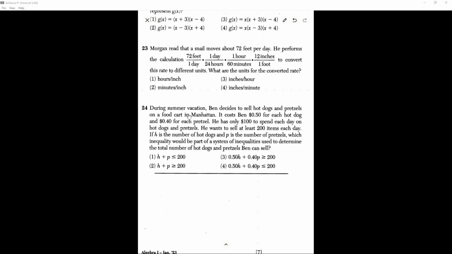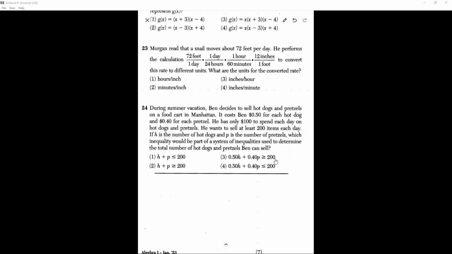All right, so we got a word problem here. It says, during the summer vacation, Ben decides to sell hot dogs and pretzels on a food cart in Manhattan. It costs Ben 50 cents for each hot dog and 40 cents for each pretzel. He has only $100 to spend each day on hot dogs and pretzels. He wants to sell at least 200 items each day. If H represents the number of hot dogs and P is the number of pretzels, which inequality would be part of a system of inequalities used to determine the total number of hot dogs and pretzels that Ben can sell? All right, I'm going to jump into this.